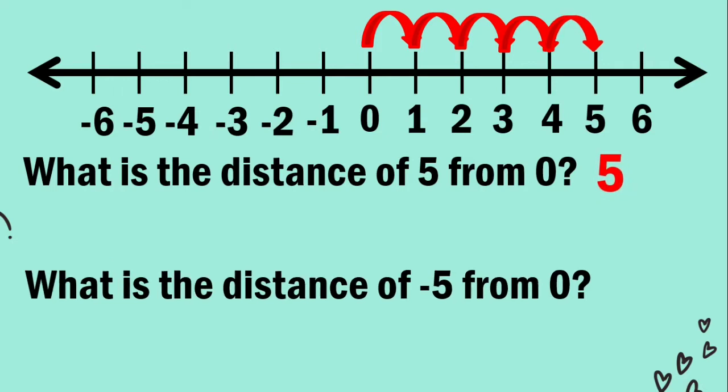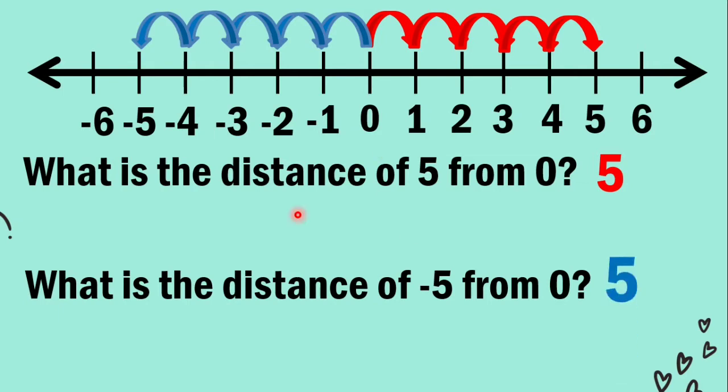Next, how about the distance of negative 5 from 0? So we will count how many units between negative 5 and 0. So 1, 2, 3, 4, 5. So we have 5 units. So the distance between negative 5 and 0 is also 5.